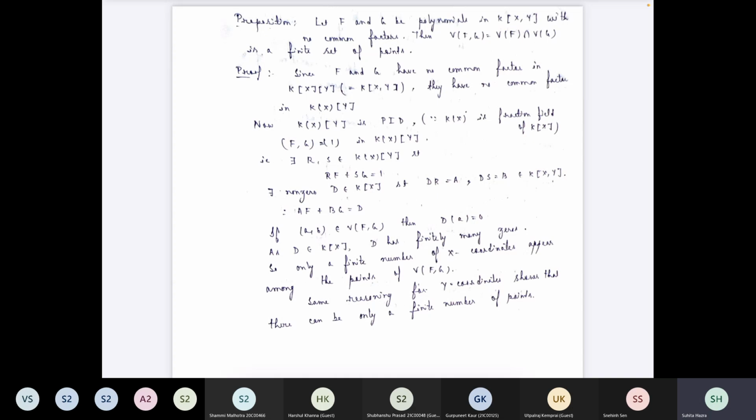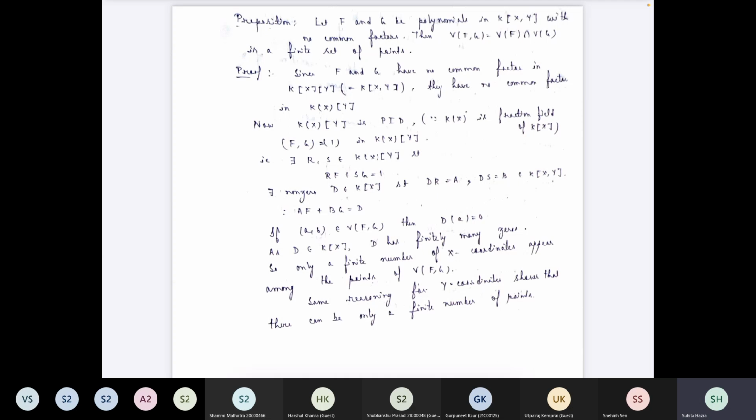If we put the value in the above equation, it gives d equals 0. As d belongs to k[x] and it is a polynomial in one variable, it has finitely many zeros. So only a finite number of x coordinates can appear among the points of V(f,g). So the points of V(f,g) can have only finitely many x coordinates.